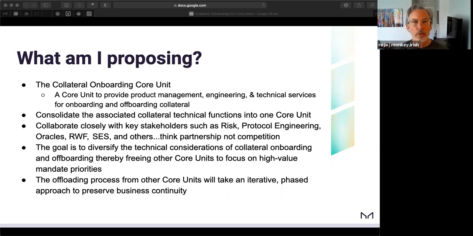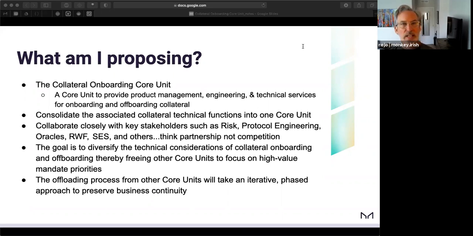I'd also like to make sure that I'm very clear on one point. This core unit would be a very highly collaborative effort, and it's a partnership, not competition, with the key stakeholders in the DAO. For me, if the goal is decentralization, and it's still a goal at this present moment, then diversity and parallelization is a key part of that strategy. And the one-to-one translation of teams from the foundation into the DAO is this first logical step.